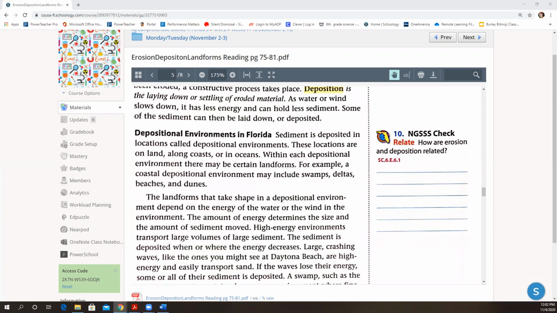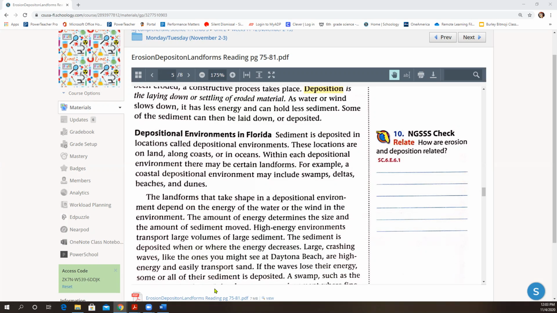The landforms that take shape in depositional environments depend on the energy of the water or the wind in the environment. The amount of energy determines the size and the amount of sediment moved. High energy environments transport large volumes of large sediment. The sediment is deposited when or where the energy decreases. Large crashing waves, like the ones you might see at Daytona Beach, are high energy and easily transport sand.